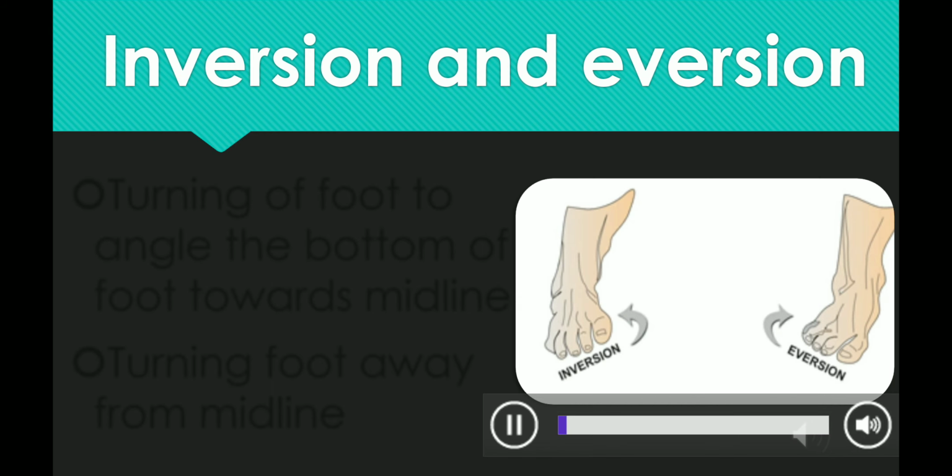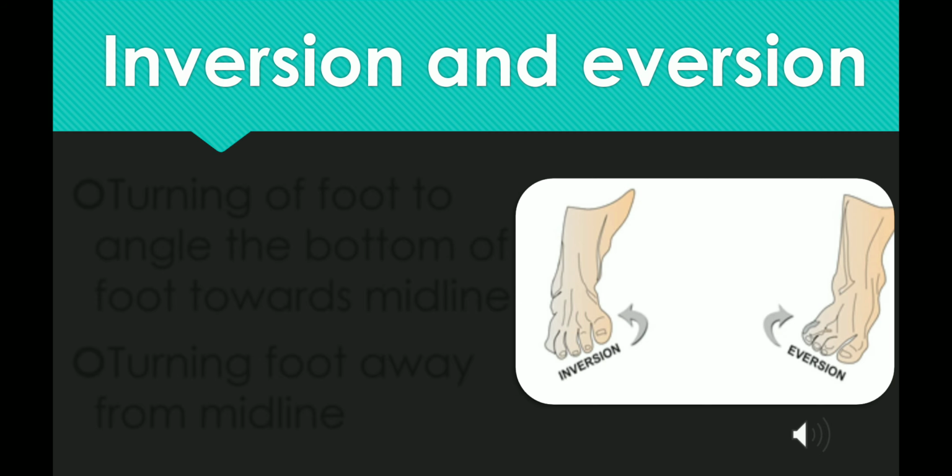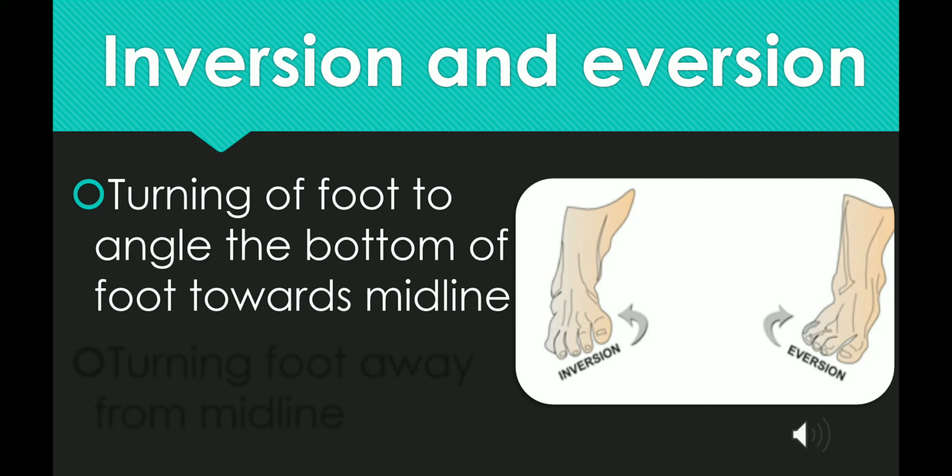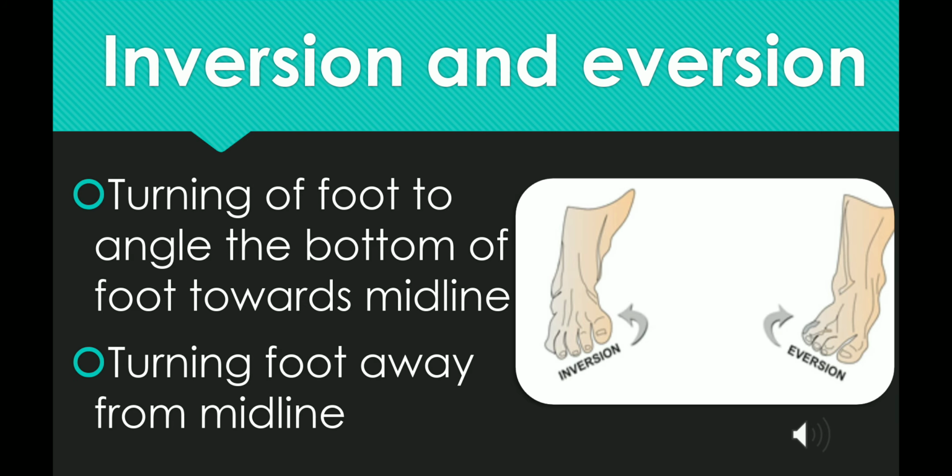The next movement is inversion and eversion. These are complex movements. Inversion is the turning of the foot to angle the bottom of the foot towards the midline. That is called inversion. Eversion is the opposite of that. That is, turning the foot away from the midline is called eversion. In the figure, you can see both inversion and eversion.